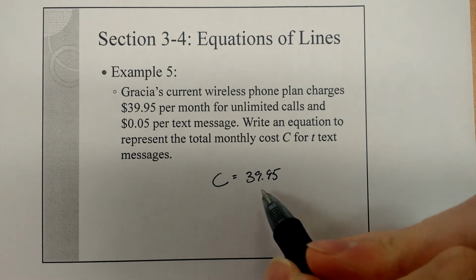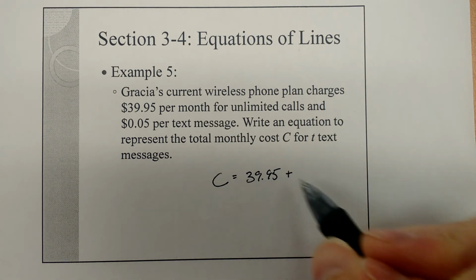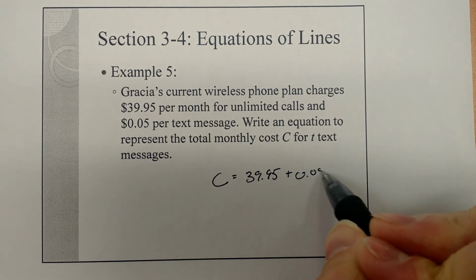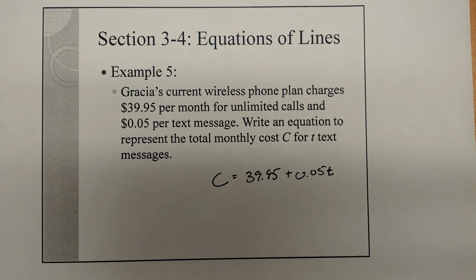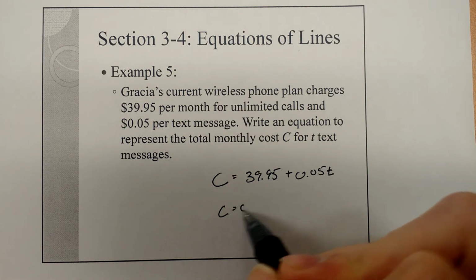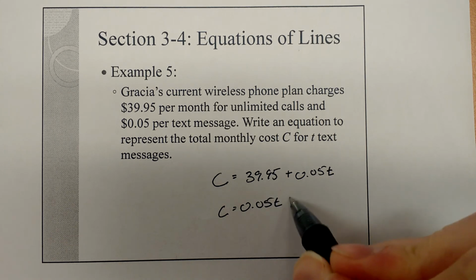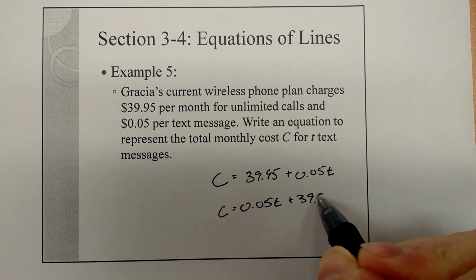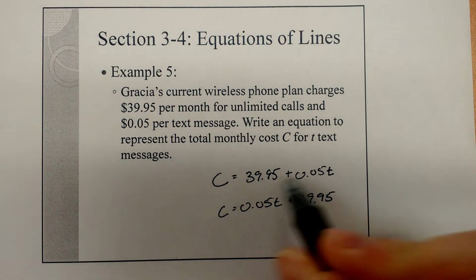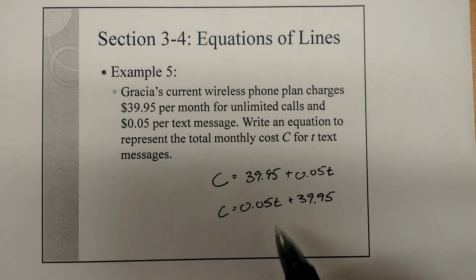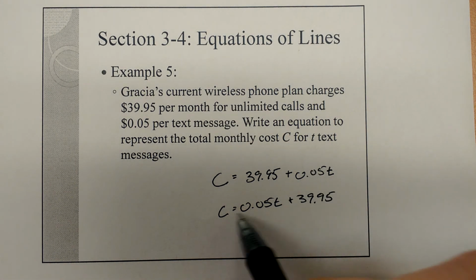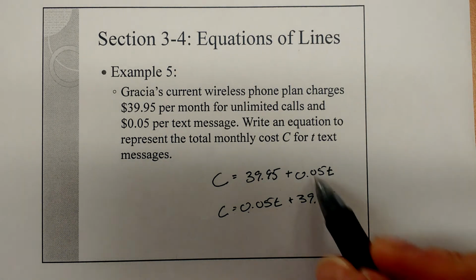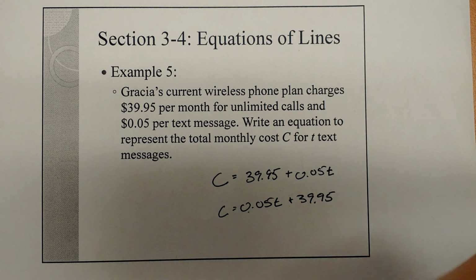just costs by itself. But you're going to have to add onto that 5 cents for every text message that gets sent. Now you could also write it this way, 0.05T plus $39.95. They are the same thing because the order of addition doesn't matter. This one is actually more similar to y equals mx plus b, but either of these is correct. That's the end of 3.4.